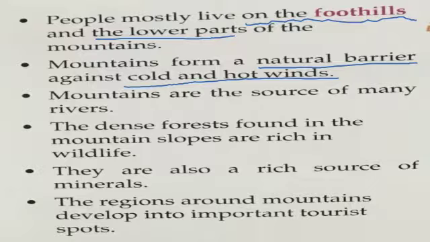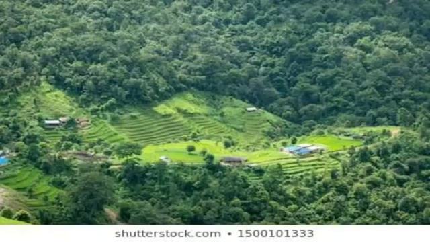Very few people live there. People mostly live on the foothills and the lower parts of the mountain. What are foothills? A low hill at the base of a mountain range. People live there, and that is called a foothill.